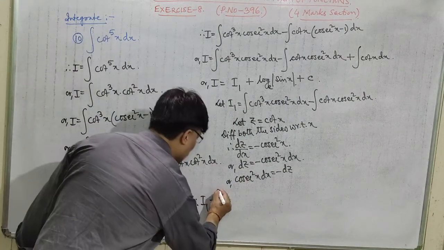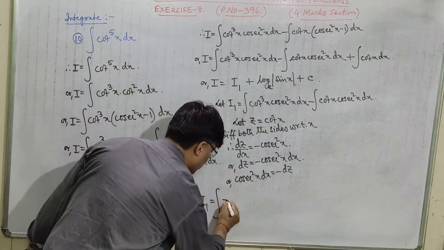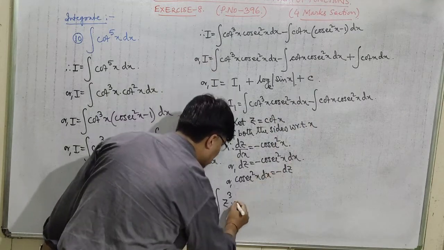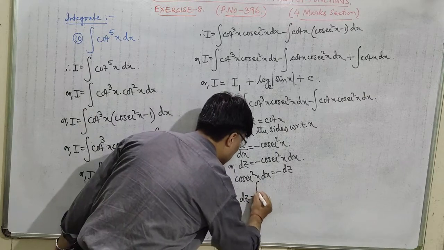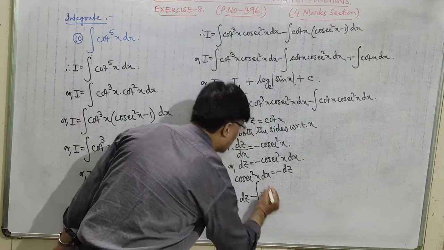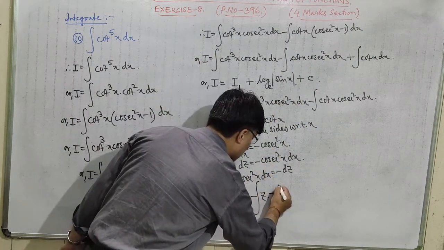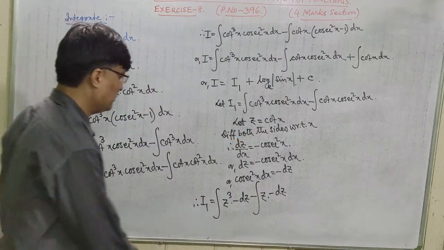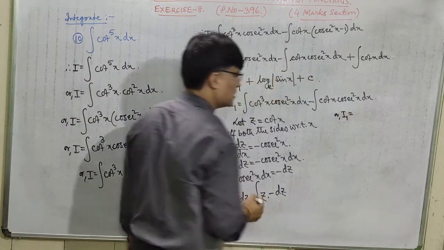So I1 is equal to integration of, what is cot cube x? It is z cube. Z cube into, what is cosec square x dx? It is minus dz, right? Then minus integration of, what is cot x? It is z, into cosec square x dx, which is minus dz. So I think you have understood it. So let us simplify I1 now.